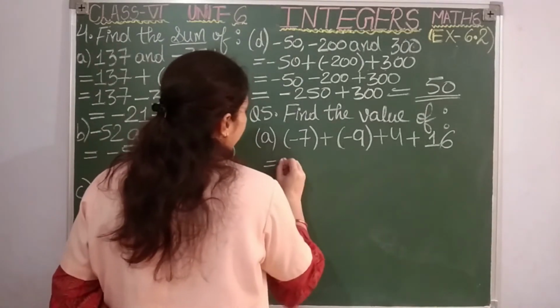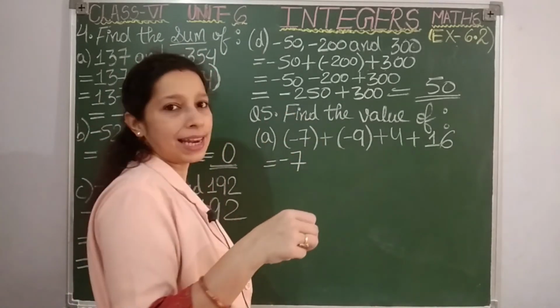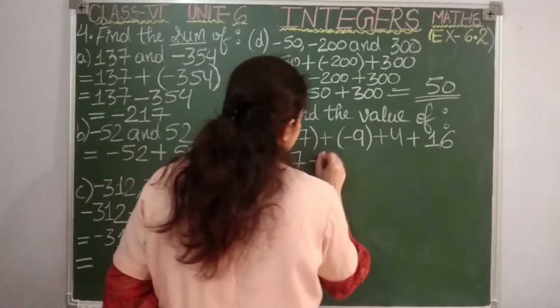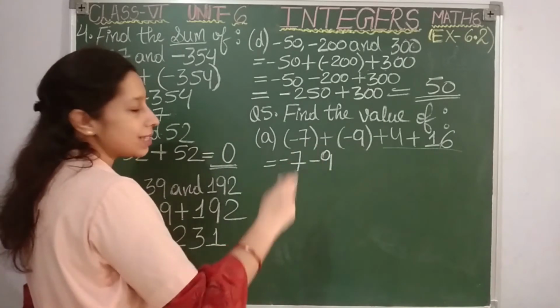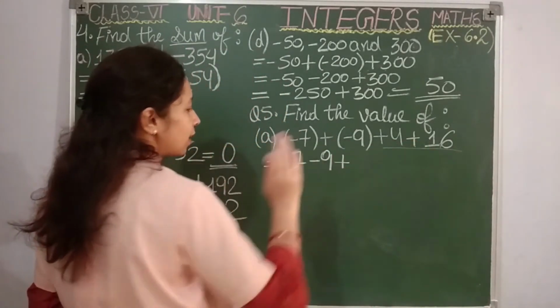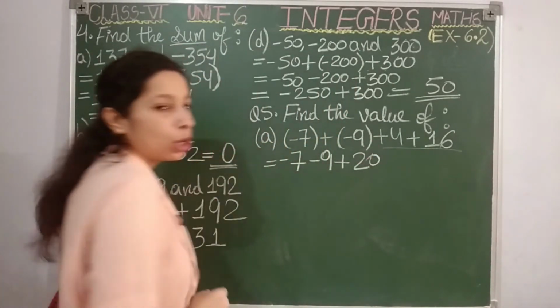Let us see. Minus 7, how to remove this bracket? Solve the sign. Don't write minus 9 directly. First you have to club up the signs. Plus minus, minus 9. Then simply these I can add them. Plus plus plus. 16 is the greater number with positive sign. So in the answer also I have written positive sign. 16 plus 4 will give us 20, students.